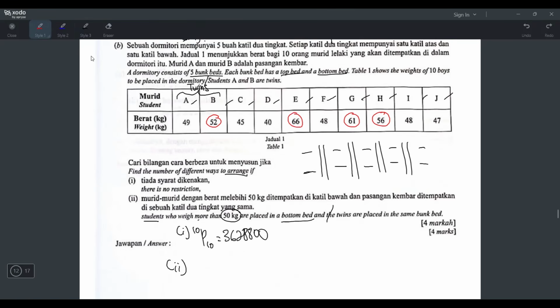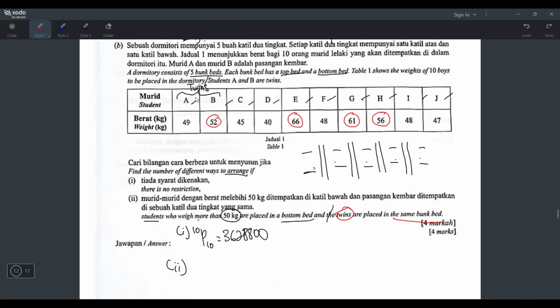Okay, there's only 4 students who weigh more than 50 kg, but there are 5 bottom beds. So how to do it? They also say the twins are placed in the same bunk bed. I think I have to do the twins first, because let's find out the number of ways for the twins first, right? Because the twins have to be in the same bunk bed.